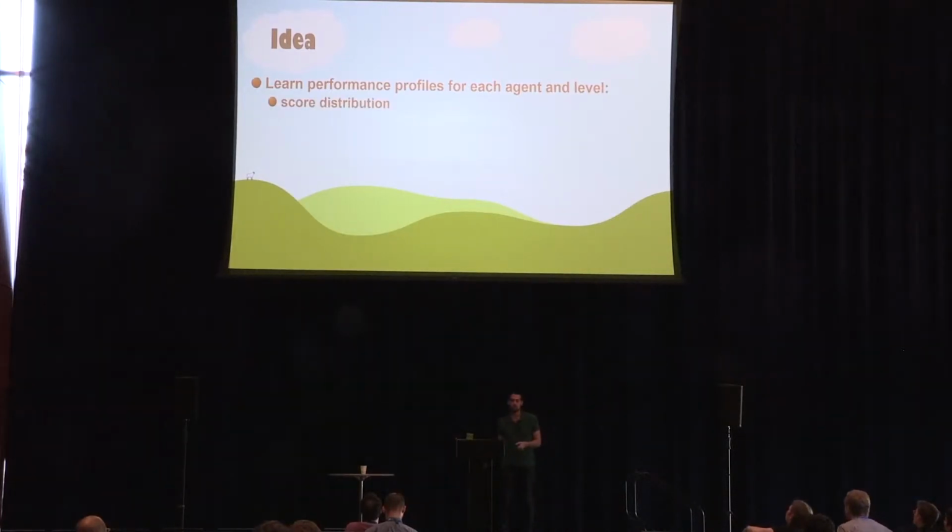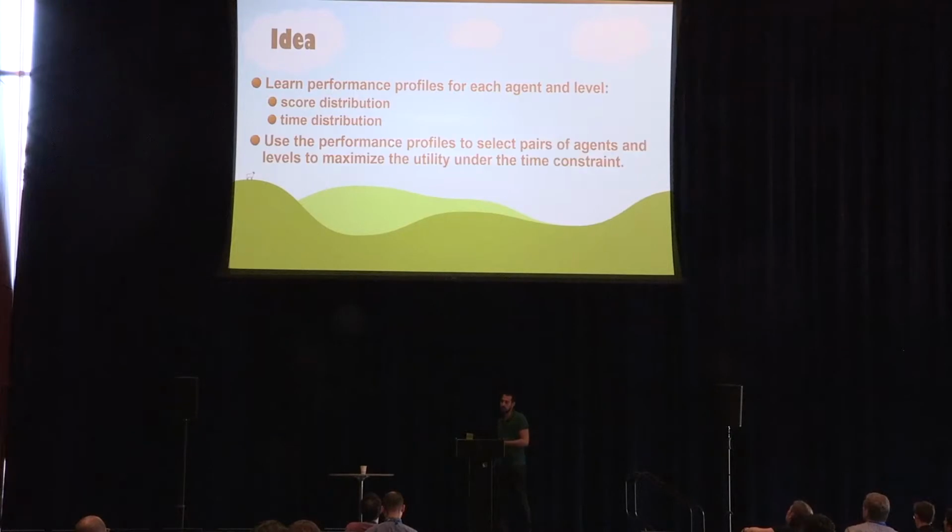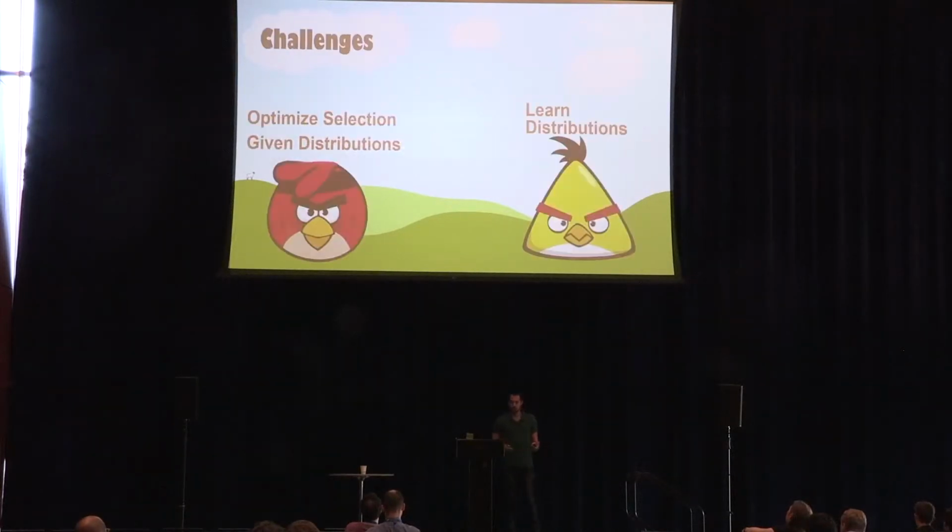So basically, our idea is to learn performance profiles for each agent and level, where a performance profile is a score distribution and a time distribution. And we use these performance profiles in order to select a pair of agent and level to maximize the utility under the time constraint. So we were faced with two main challenges. The first one is optimizing the selections given the true distributions. And the second one is to actually learn the distributions. So we'll start with the first challenge.